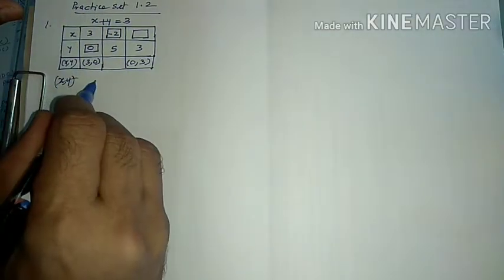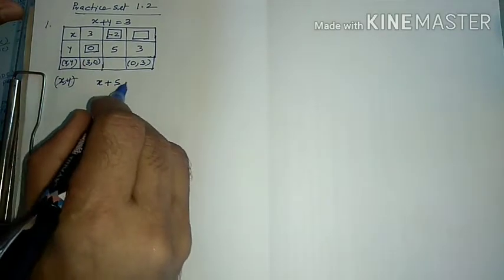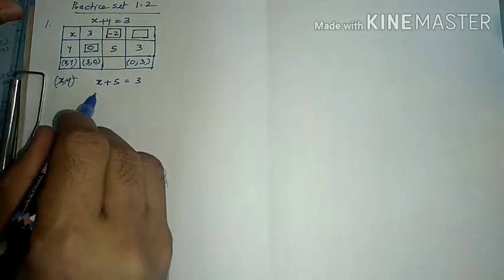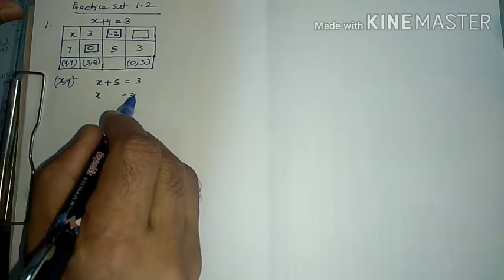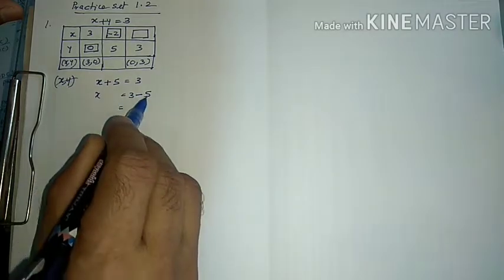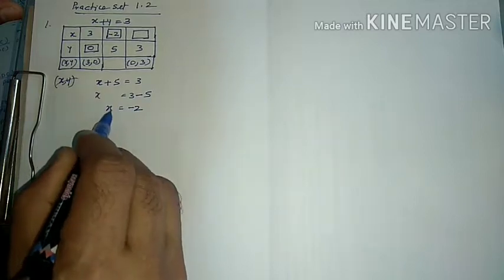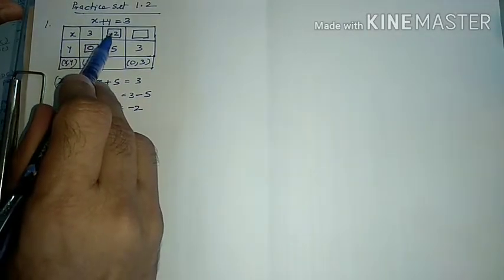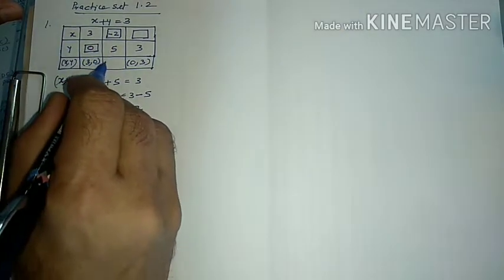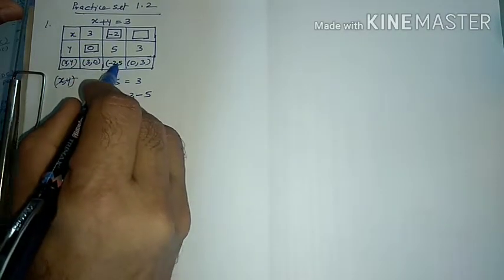For example, x plus y, y is 5 given, equal to 3. Therefore, x is equal to this 3, plus 5 goes there as minus 5. 3 minus 5. 5 minus 3 is 2, the greater sign is minus. X is minus 2. Like that also we can get. So the coordinate is minus 2, 5.